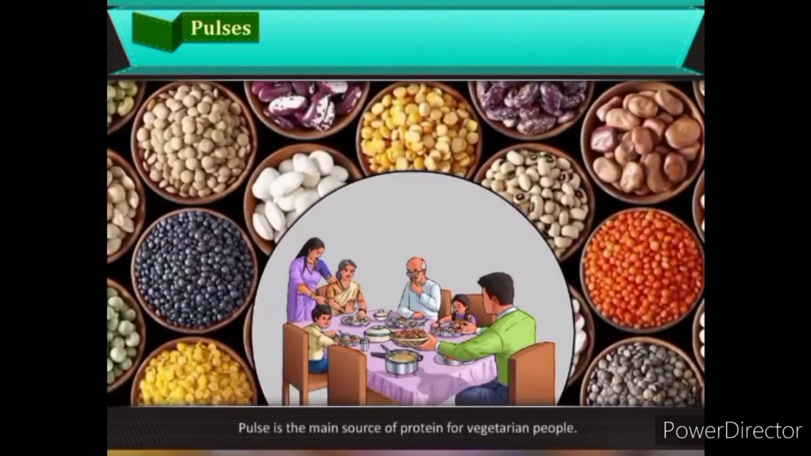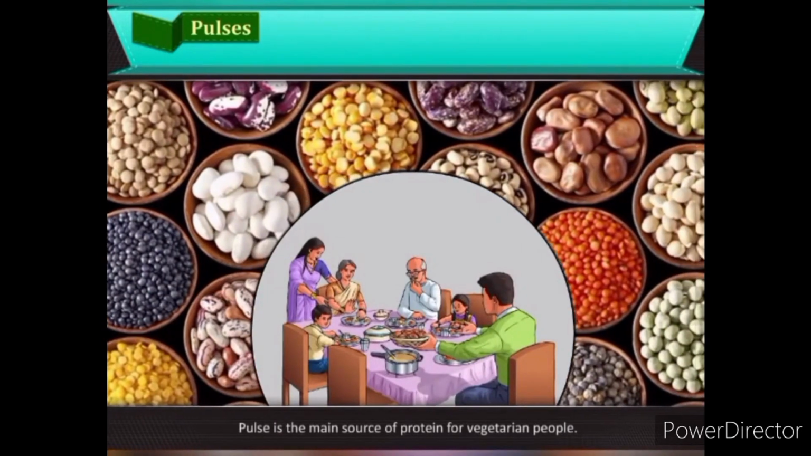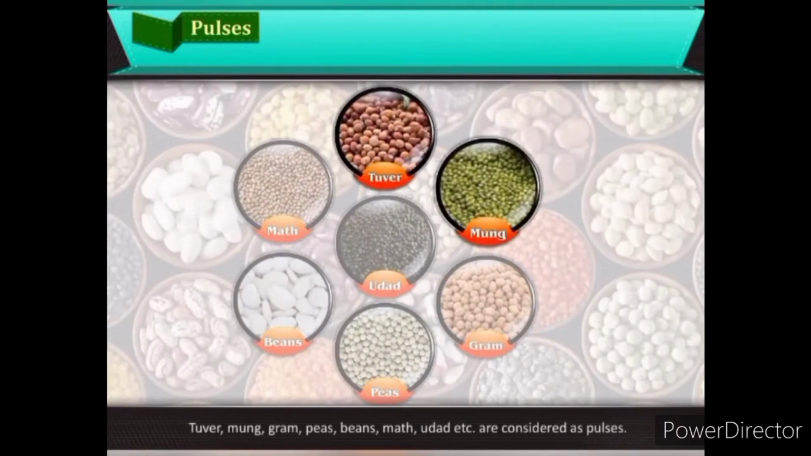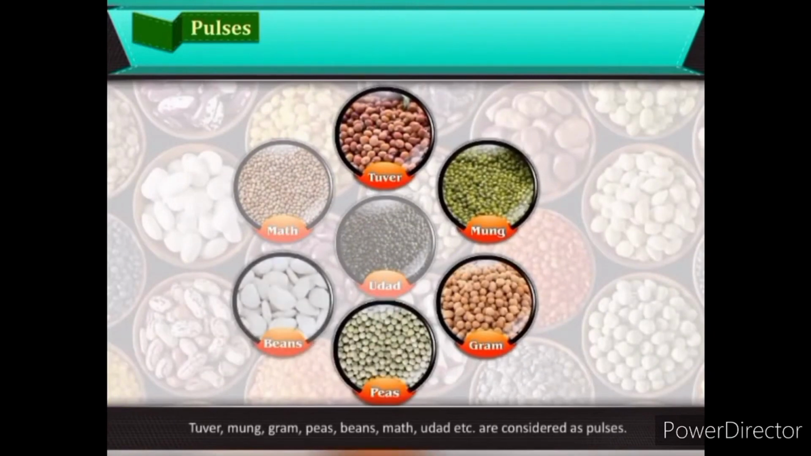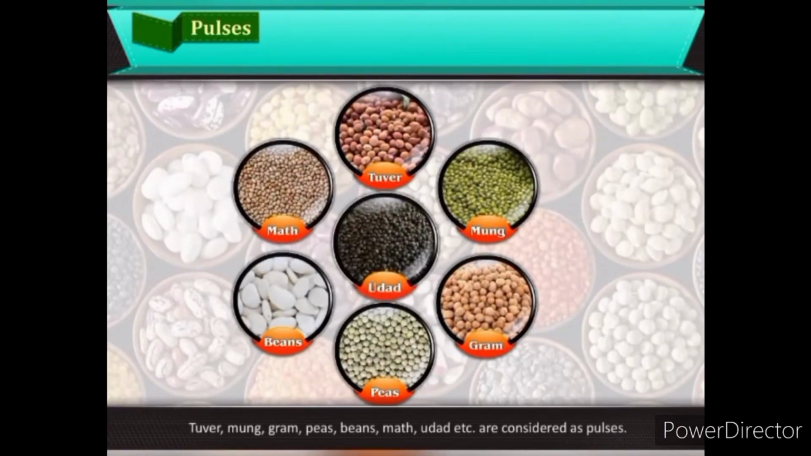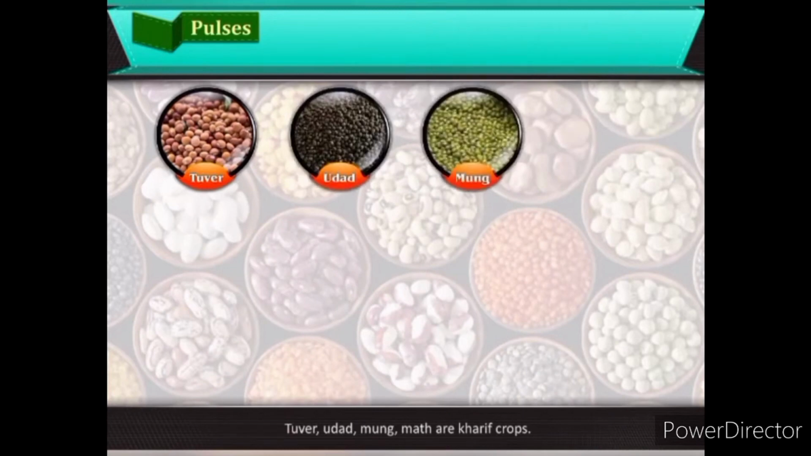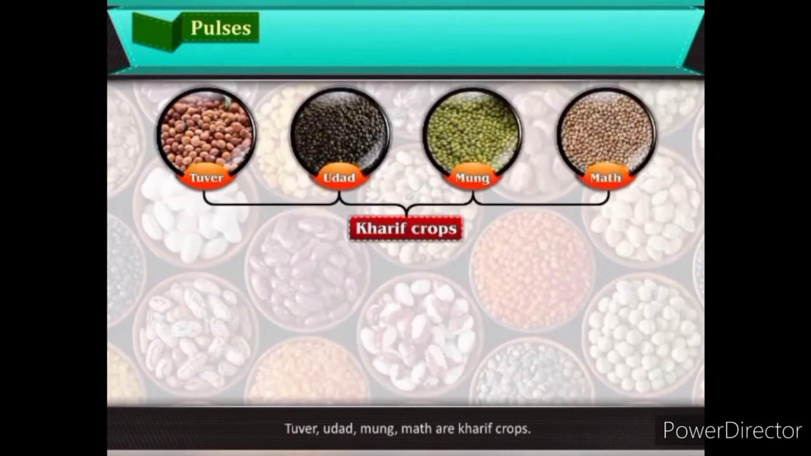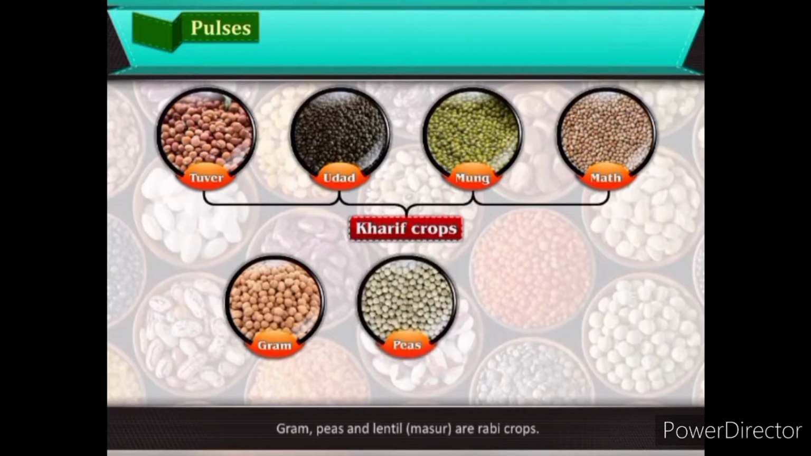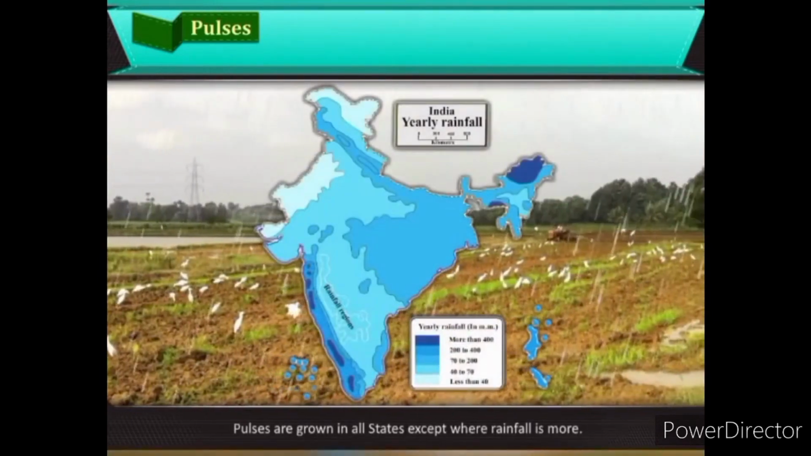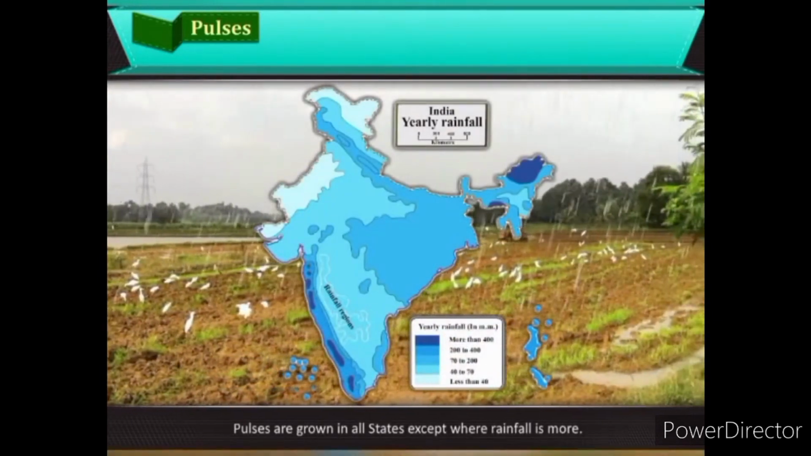Pulses. Pulses are the main source of protein for vegetarian people. Tuvar, moong, gram, peas, beans, mut, udad, etc. are considered as pulses. Tuvar, udad, moong, mut are kharif crops. Gram, peas and lentil or masoor are rabi crops. Pulses are grown in all states except where rainfall is more.